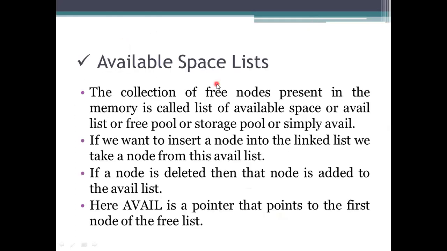Coming to the next one, the available space list. This available space list tells how much storage we have free for that processing, which means you should know the available space. As of now, you have free nodes. They are not contiguous; it will take the nodes which are free at that instant of time.